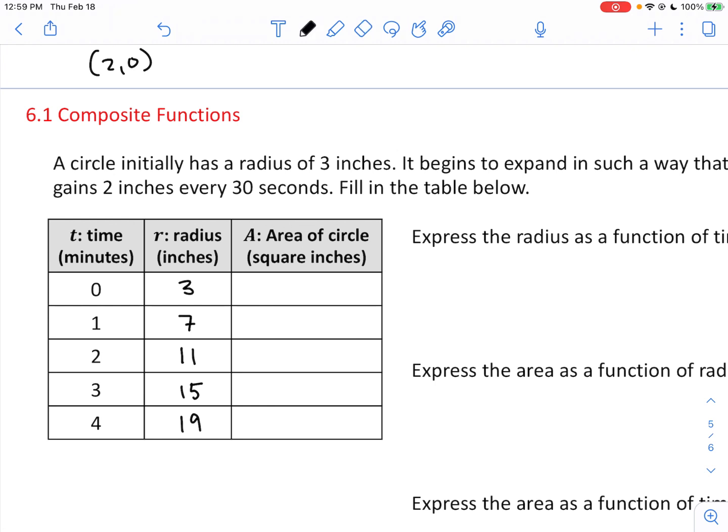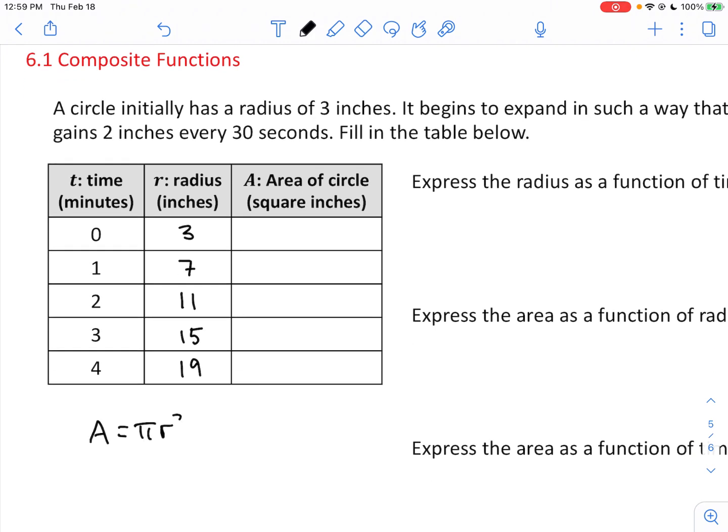Now, if you recall the formula for finding the area of a circle, pi r squared. So if I know the radius at any moment in time, I can find the area. I just do pi times the radius squared. So pi times 3 squared will be 9 pi. This is measured in square inches. Pi times 7 squared will be 49 pi. Pi times 11 squared is 121 pi. Pi times 15 squared is 225 pi. And I'm going to need a calculator to do the next one. 19 squared is 361. So these are the different areas we get at the different moments in time.